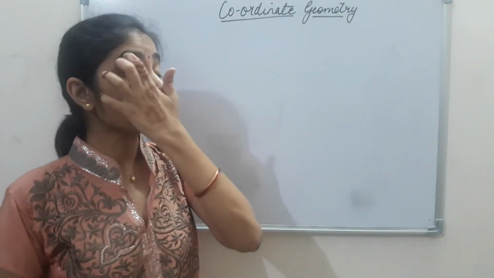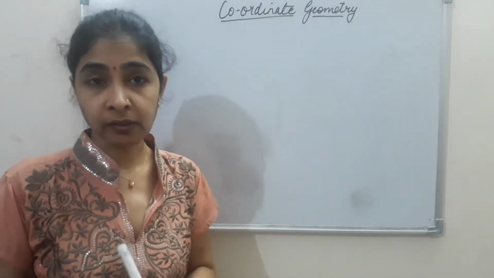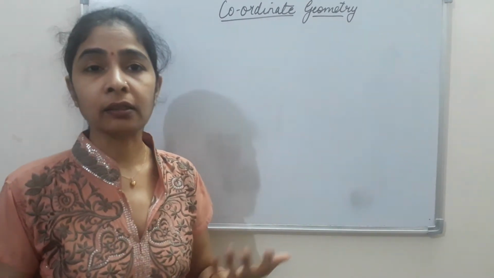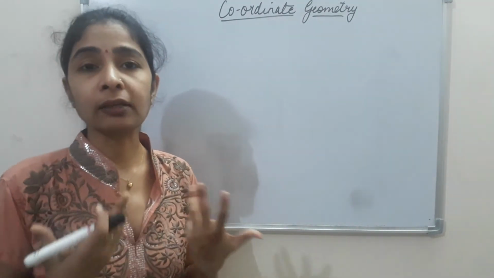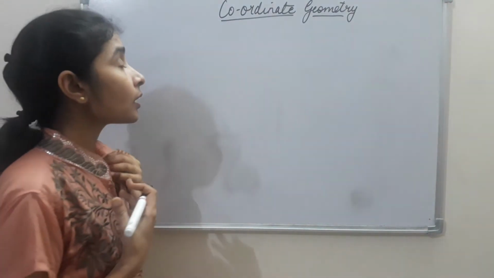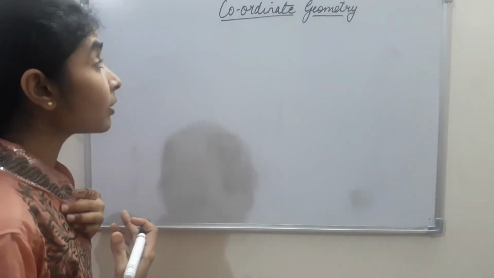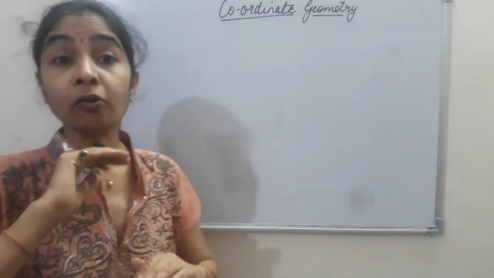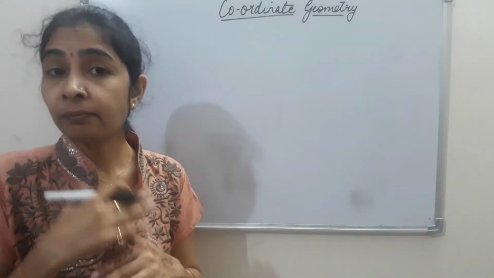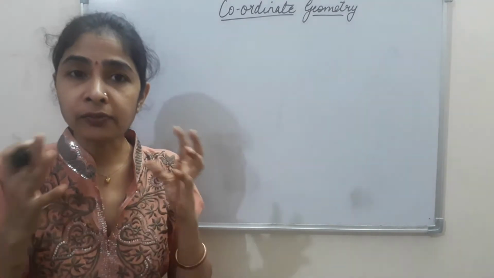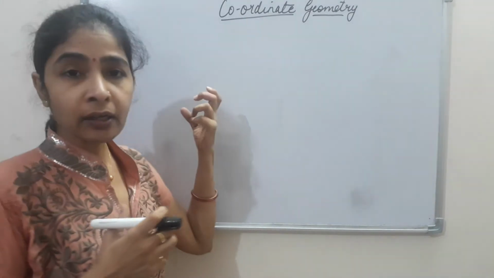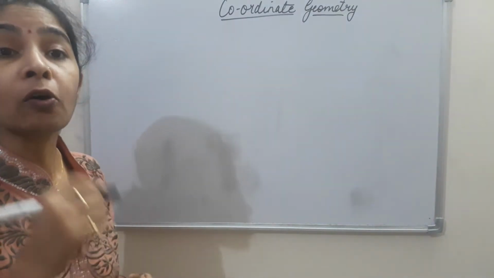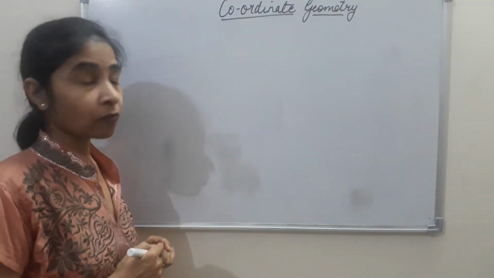Now coordinate geometry. When we talk about geometry, we are already familiar with it. We study lines, angles, triangles, and all the polygons in geometry. Now coordinate geometry is that branch of geometry in which we study how to locate a point on the plane with the help of an ordered pair of numbers.